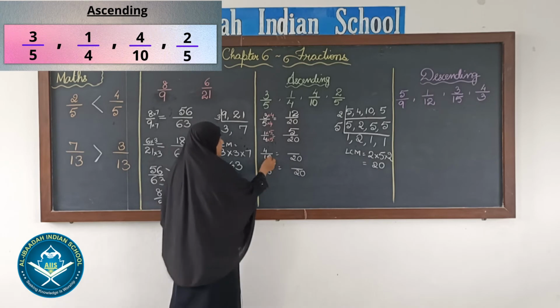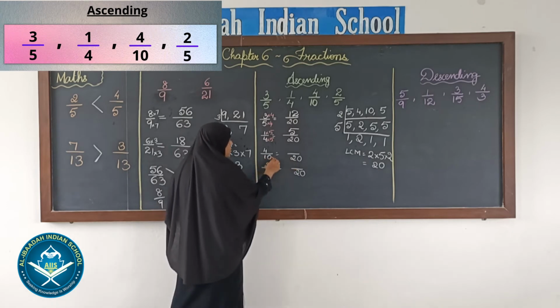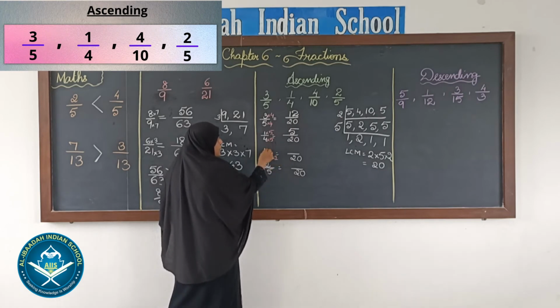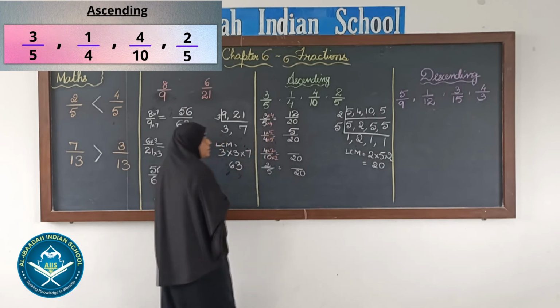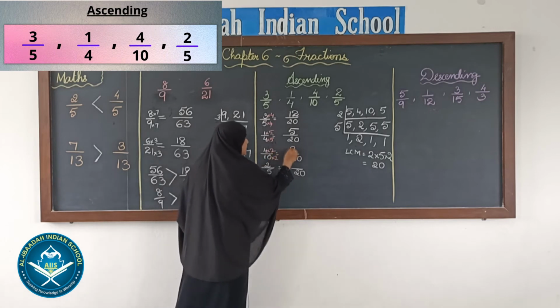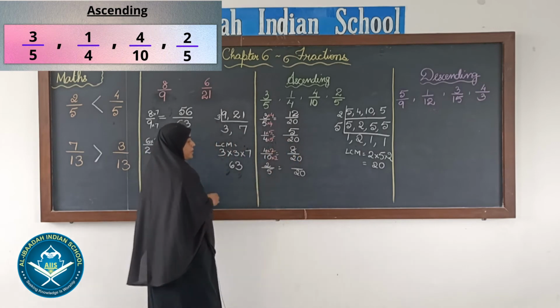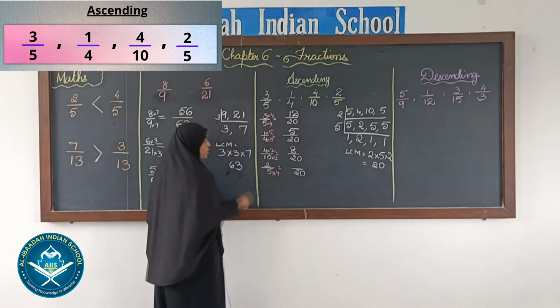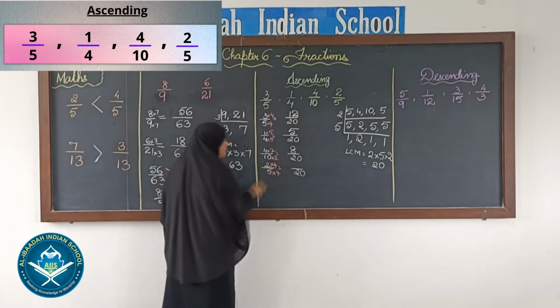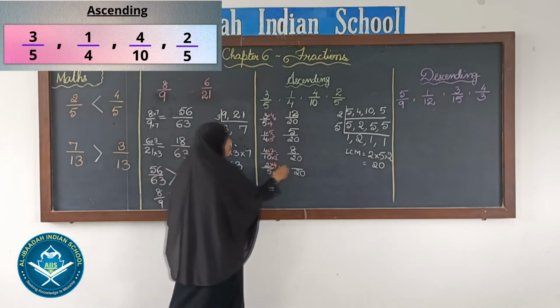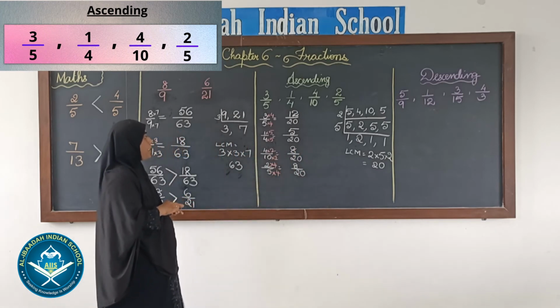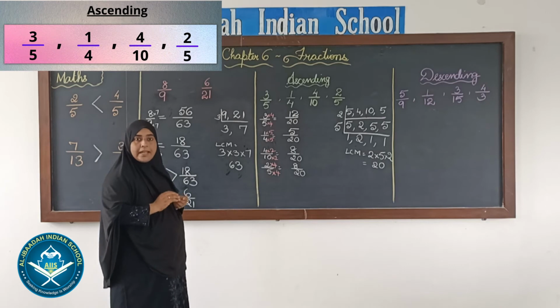Okay, next 10, we have to change it to 20. So multiply it with 2. 10 into 2 is 20. Numerator also will have to multiply with 2. 4 into 2 is 8. Then again we have 5 as the denominator. To change it to 20, we have to multiply it with 4. Multiply the numerator also with 4. Now 2 into 4 is 8. Okay, so this is how we have got the like fractions.